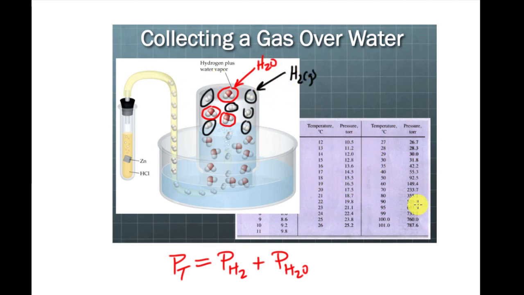Now over here is a table. And this table shows us what the partial pressure of water is at a particular temperature. Because you should think about this, right? If you heat up the water, more water particles go into the gas phase. So at higher temperatures, we would expect the partial pressure of water to go up. So temperature goes up, partial pressure goes up. All right, so that's essentially the idea.